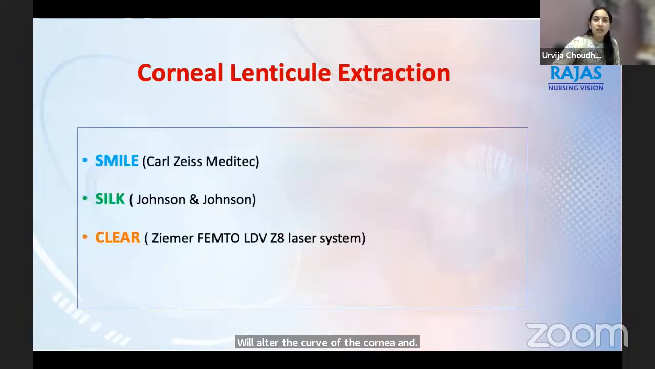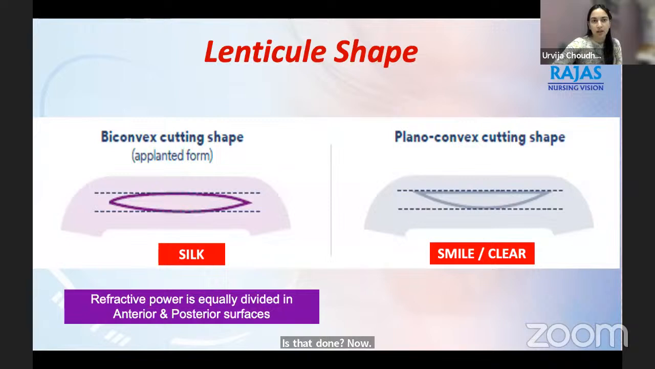There are various companies and various names by which lenticule procedures are done nowadays, like Smile, Silk, Clear, and also Schwind Atos has this procedure nowadays. There are 2 kinds of lenticule shapes that are being provided in these lenticule procedures. One is the biconvex shape, other is the planoconvex shape given by different companies.